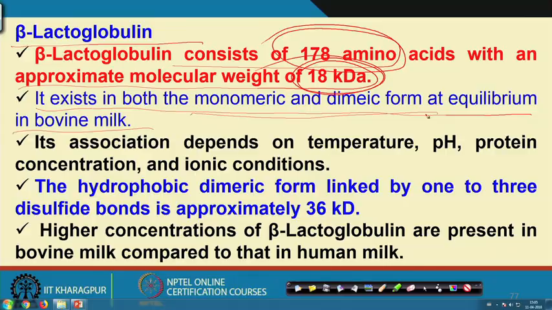So, that bovine milk, generally bovine corresponds to cow, a synonym of cow, but it also can be those which are reared at home, like buffalo or some others, right. So, it exists in both the monomeric and dimeric form, and at equilibrium both are present equally, that is monomer and dimer of the beta lactalbumin, right.